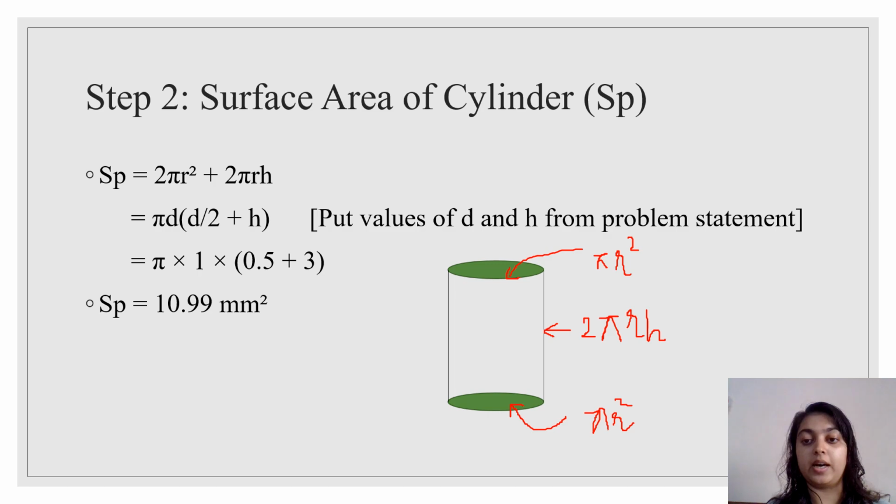Now to calculate the overall surface area, I need to what? Add all these three terms, right? So it will become 2 pi r square plus 2 pi rh. 2 pi r is what? Common. It will be pi d into d by 2 plus h. Now put the values of diameter and height from the problem statement. You will get your Sp, that is the surface area of the cylinder, right?